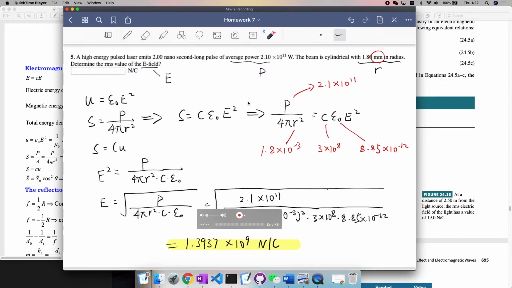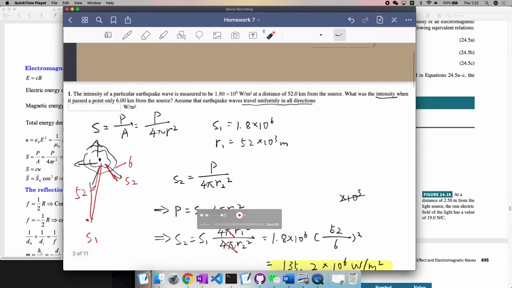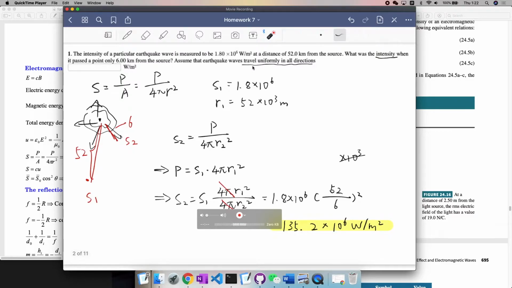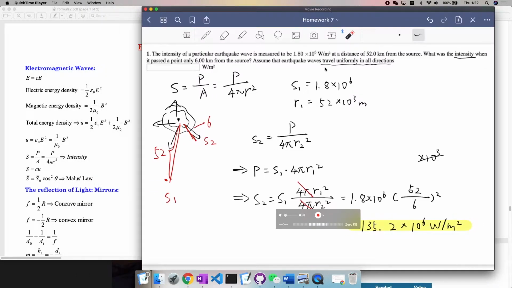So it is wrong that I used area equals 4 times pi times r squared in question 5. But when I used this equation in question 1, it was correct. Why? Because it says here that the waves travel uniformly in all directions. So only when the waves travel uniformly in all directions can you use this equation.